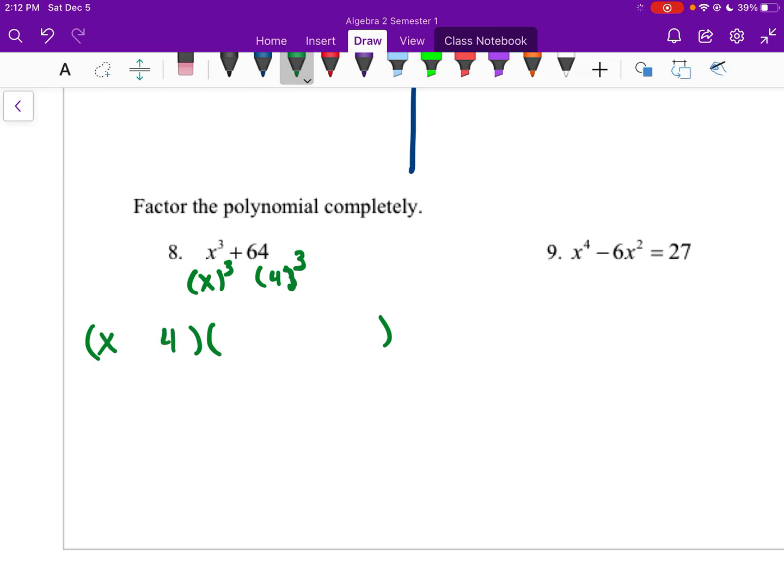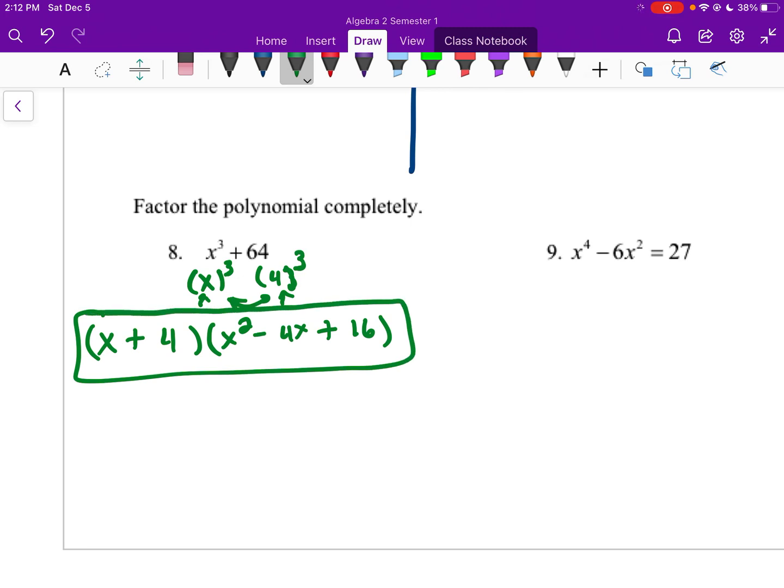So then since it's a sum of cubes, we split it up into a binomial times a trinomial, x, 4. Then remember square, multiply, square. That gets you your terms in the trinomial. And then for your signs, SOAP, same sign, opposite sign, always positive.